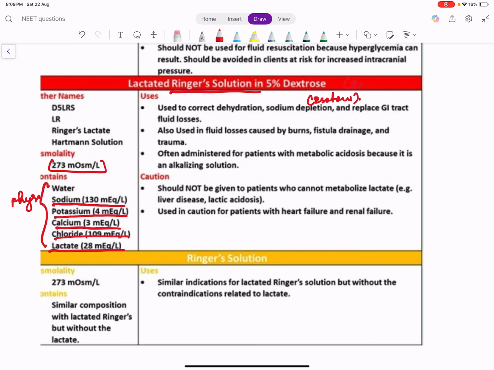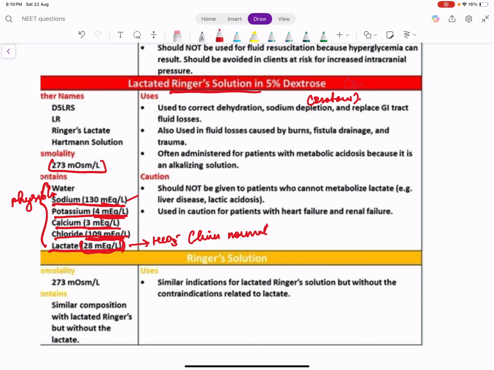Because normal saline had 154 milliequivalents of sodium, whereas the normal serum level is only 136 to 146 milliequivalents. Whereas Ringer's lactate has only 130 milliequivalents. It is close to the plasma level. It also has potassium and chloride, potassium and calcium. Chloride is also in the lower limit. And excess lactate gets converted to bicarbonate in the body when the liver is normal.